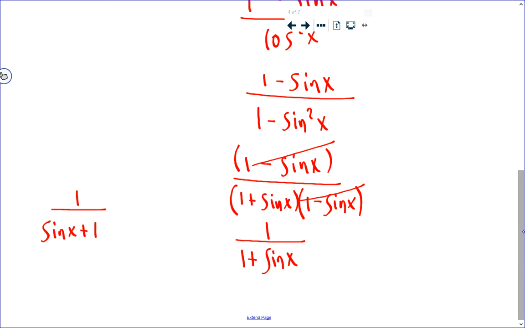It's equal to 1 over sine x plus 1. Sine x plus 1 and 1 plus sine x are essentially the same thing. So we've proved this identity.